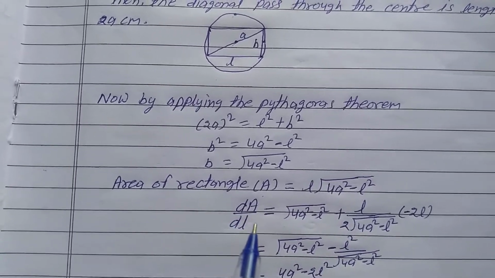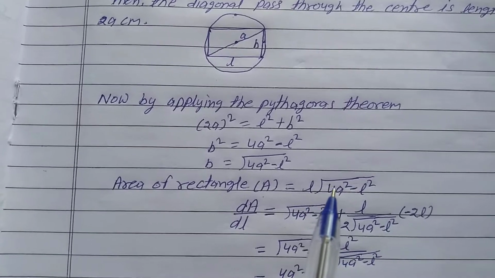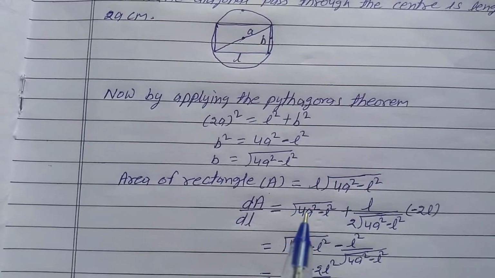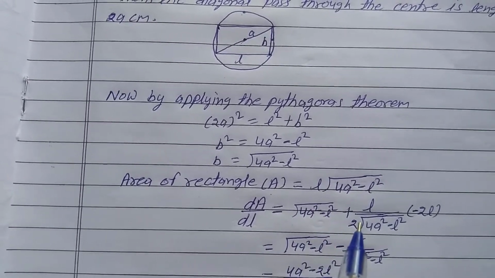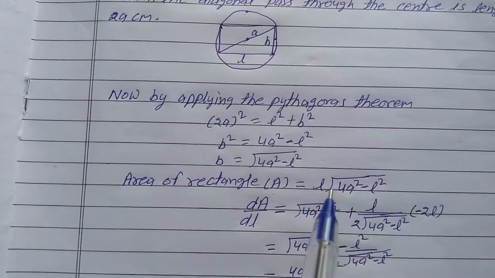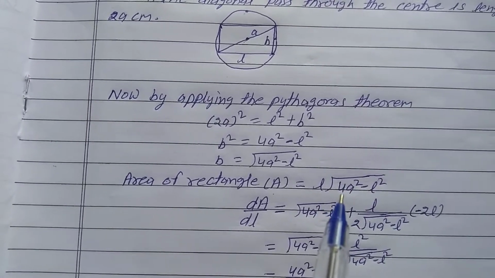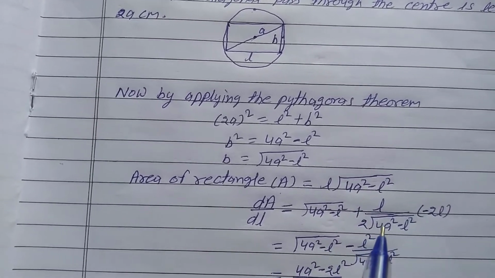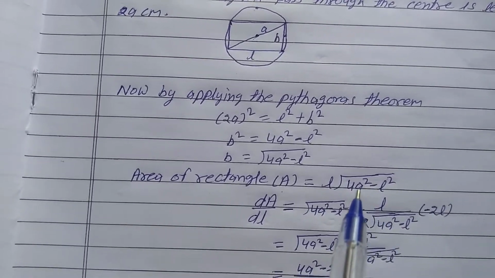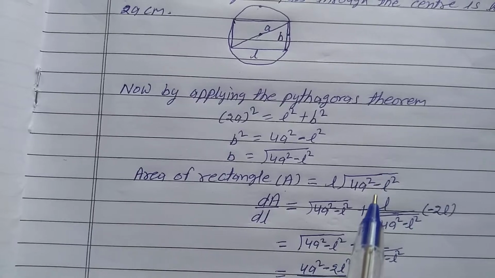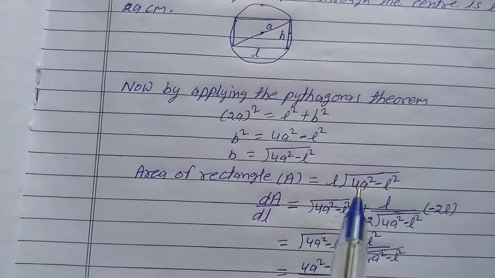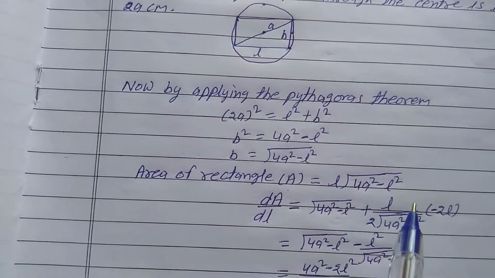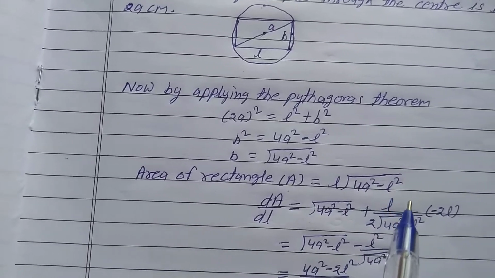So dA upon dL is equal to: here root of 4A square minus L square, taking L as constant, and the differentiation of L is 1. So root of 4A square minus L square plus L, here L is constant, and the differentiation of root of 4A square minus L square is 1 upon 2 root of 4A square minus L square. Inside the root, A square is constant, so its differentiation is 0, and minus L square differentiation is minus 2L. So minus 2L.